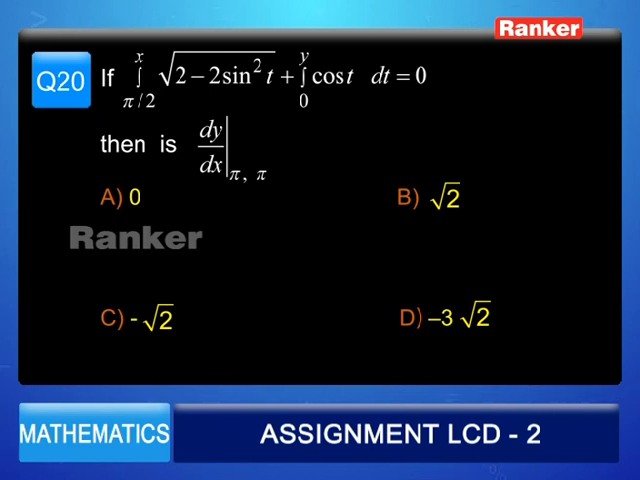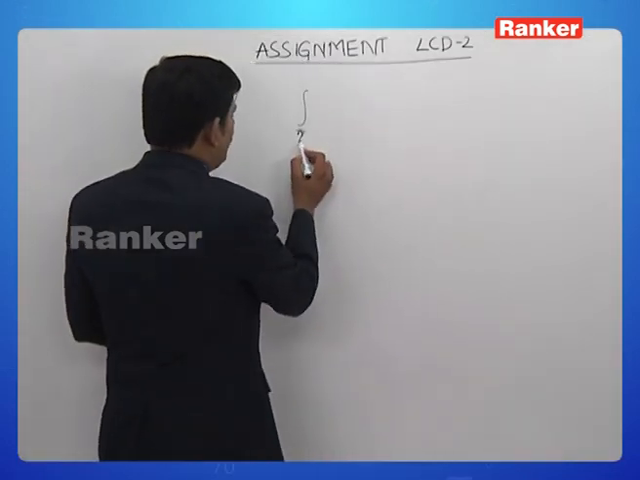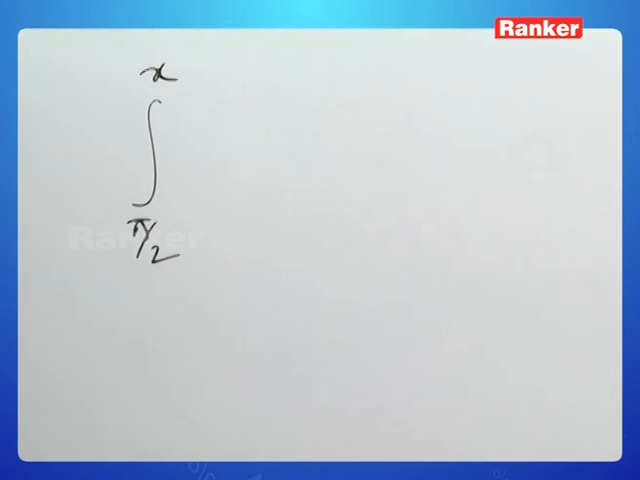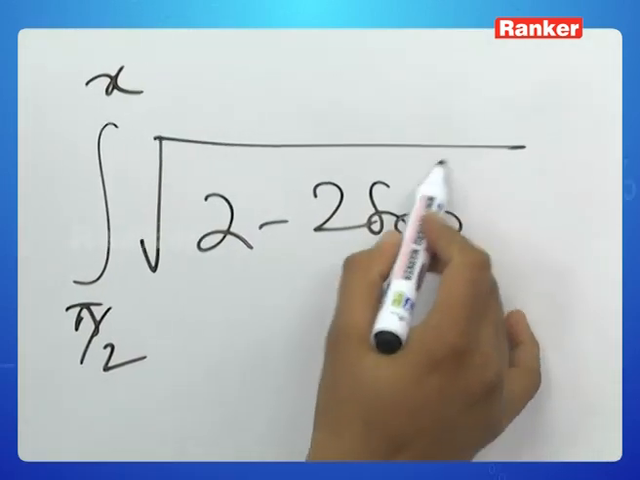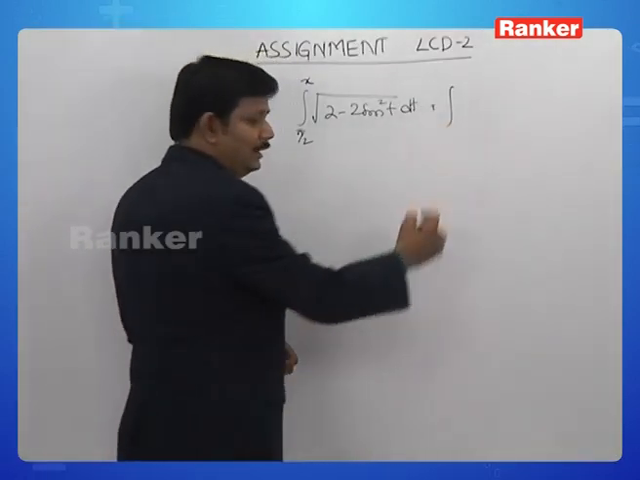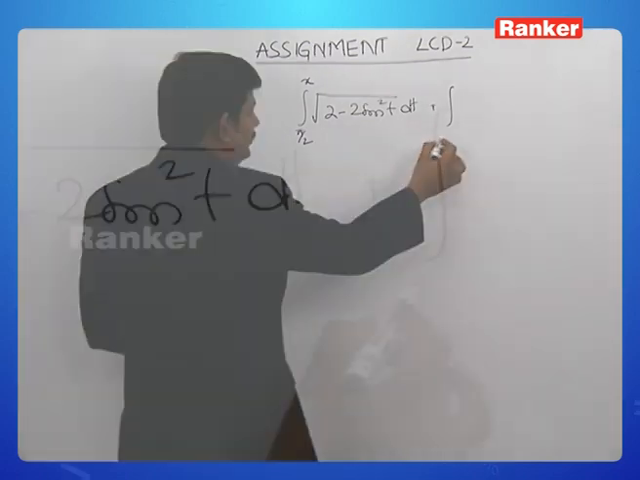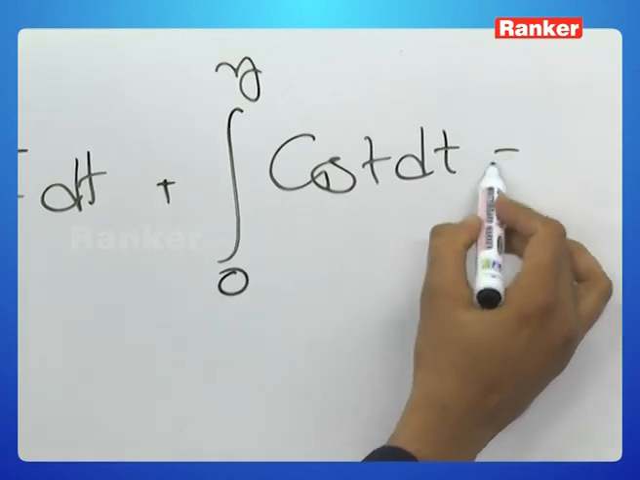Next question: if integral pi by 2 to x root over 2 minus 2 sin square t dt plus integral 0 to y cos t dt is equal to 0, then find dy by dx at pi comma pi. Question reads, integral pi by 2 to x root over 2 minus 2 sin square t dt plus integral 0 to y cos t dt is equal to 0.